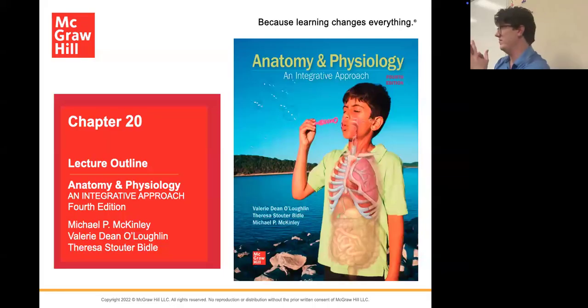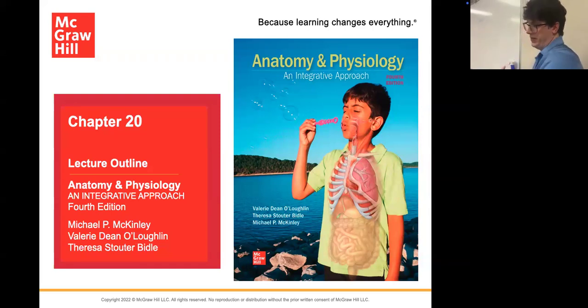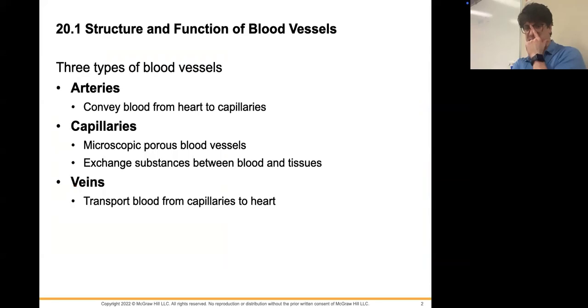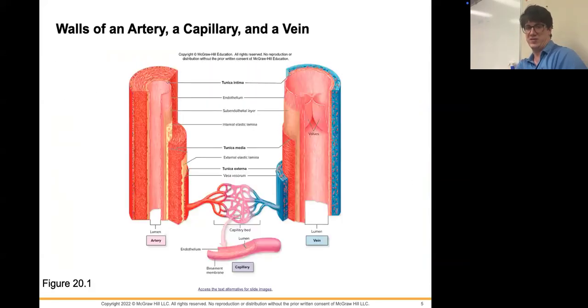Today we're talking about blood vessels. Last time, actually the last couple of times, we talked about the heart and the blood, so we know what blood is and we know what's pumping it. So now we're just going to talk about the highways that carry it. We also already hopefully know that we have three major types of blood vessels: arteries, veins, and capillaries.